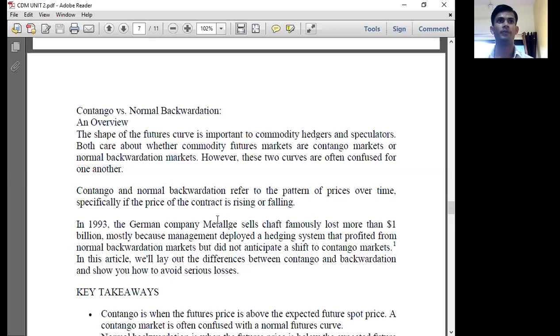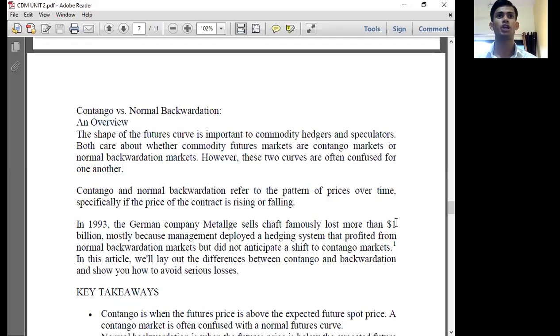इन ओव्हरव्ह्यू मध्ये बघितलं. द शेप ऑफ फ्युचर कर्व इम्पॅक्ट द कमोडिटी हेज अँड स्पेक्युलेटर. The shape of future curve is important to the commodity hedger and speculator. Hedger and speculator both care about the way, whether the commodity future market is contango market or the normal backwardation market. Contango market मध्ये काय होणार आहे, means rate are increases in future and it's used for you're getting profit. And the backwardation market मध्ये you getting the backwardation, so backward होणार आहे your product rate, and that's why your business is downward position.